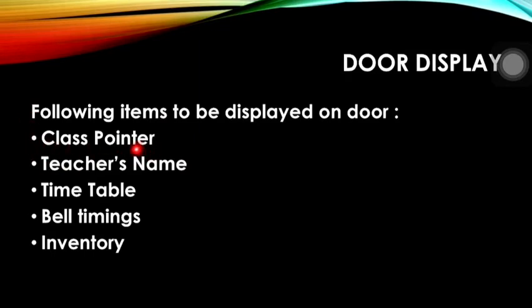The name of the class. If it's grade 3 along with the section, 3B or 3 red or 3 purple, whatever the section is, you have to mention it on the door. And it should be legible, big enough to be read from a distance. Second thing, the name of the class teacher. Then, an updated timetable should be there on the door along with the bell timings. At the back of the door, you need to mention the inventory of the class. Now, have a look.